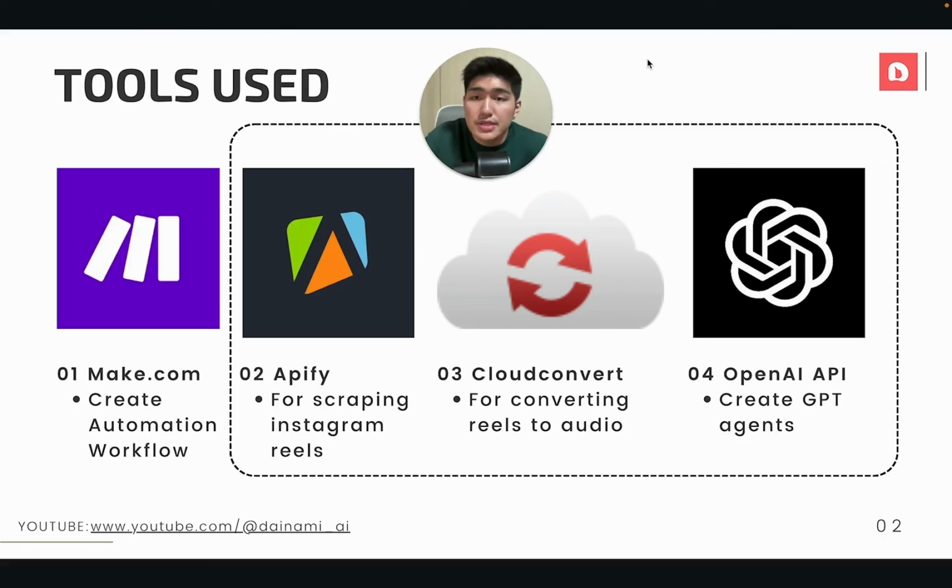Now, not to worry, because the tools that we will be using today are very easy for you to use, whether you're a beginner or an expert, right? We will be using a bunch of low-code tools, mainly starting with Make.com. What is Make? Make is essentially an automation workflow builder, just like Zapier, where we can link and create our own automation workflows, just like building Lego blocks.